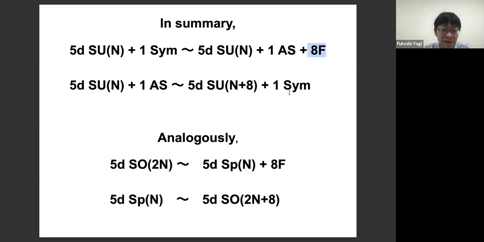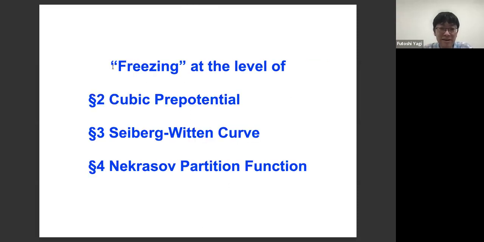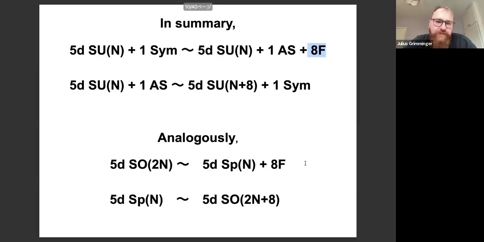So up to this tuning, there is some kind of equivalence, which I call freezing, at the level of cubic prepotential, Seiberg-Witten curve, and Nekrasov partition function. So this is what I would like to explain in this talk. So, any question?